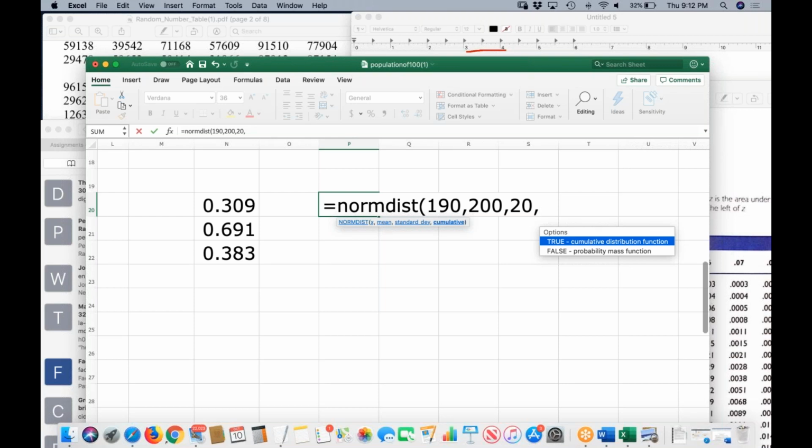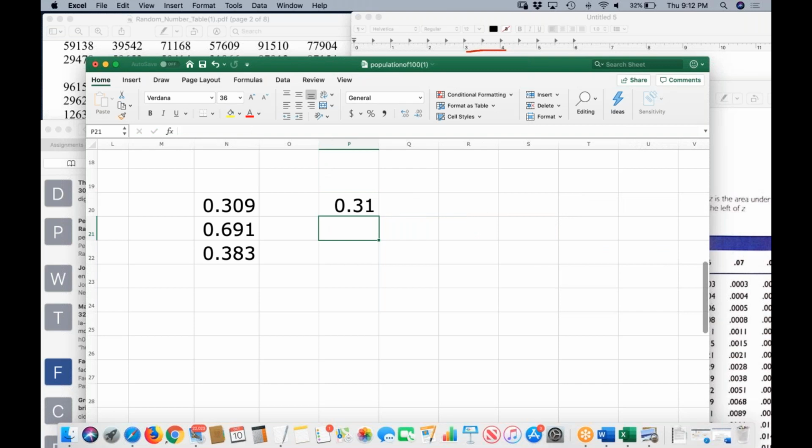With the normal distribution, that one point is just a straight line, and the straight line doesn't have any area, so false is meaningless here. So you always put true. Hit enter, and there's our 31%.